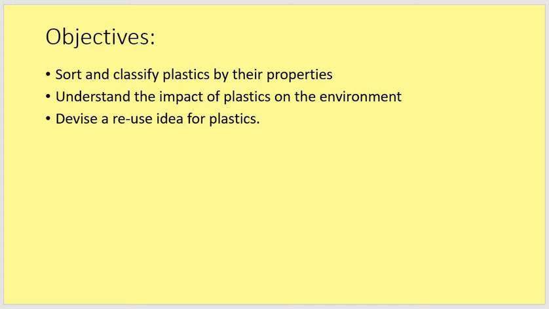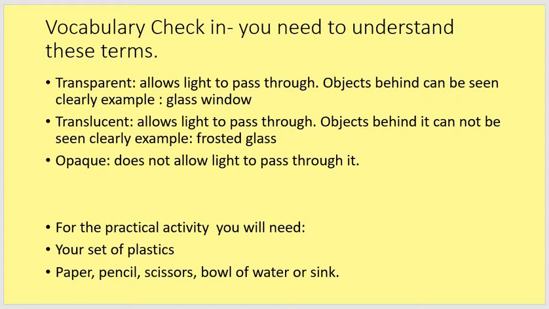Now, there are 3 objectives today. We are going to be sorting and classifying plastics using their properties. A property is what a material looks like or how it behaves. We are going to understand the impact of plastics on the environment, and we're going to design an idea to reuse plastics. We're going to see that plastics are hard to recycle. Some can be recycled, but actually if we can reuse them first, then that's even better because it reduces the amount of energy needed to recycle.